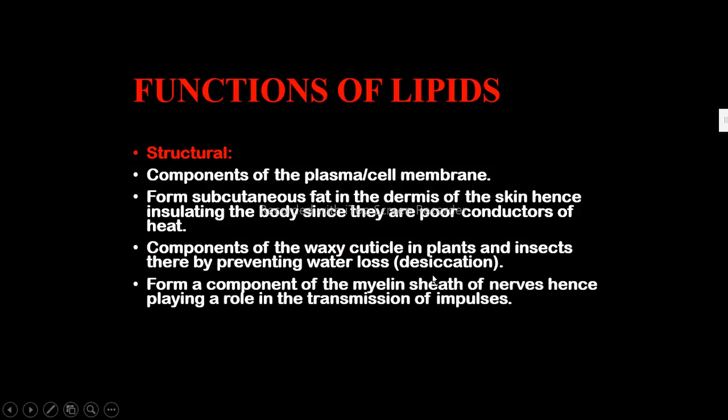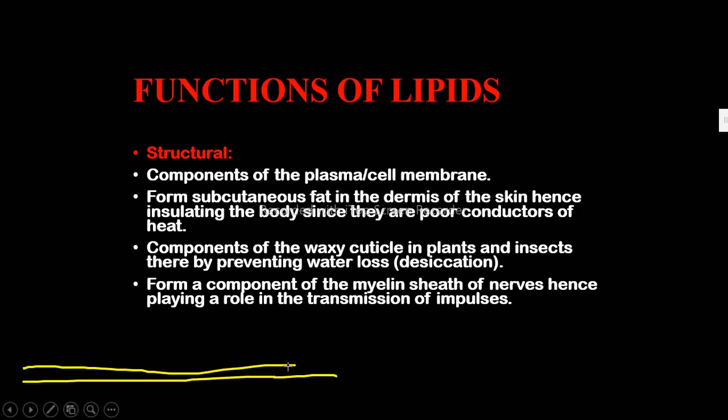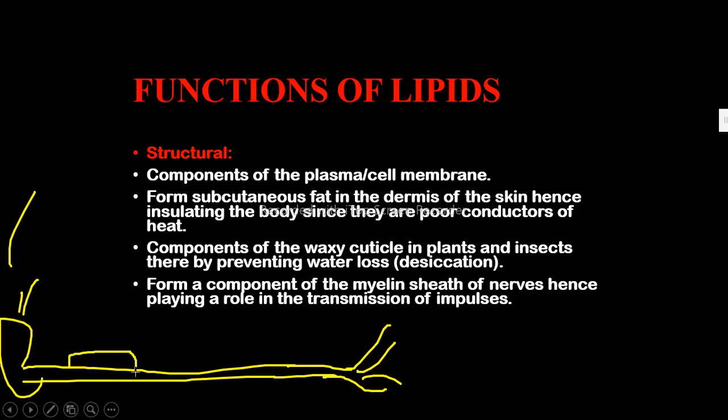Then they form a component of the myelin sheath. Nobody talked about this. So if this is your nerve fiber, and this is the axon, and these are the terminal dendrites, dendron and then dendrites, and then you have the cell body here, and then dendron and then dendrites. You will have the myelin sheath. Okay? You have the fat deposits along the axon, and these fat deposits are secreted by a special glial cell called the Schwann cell.